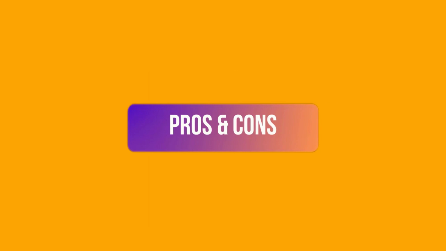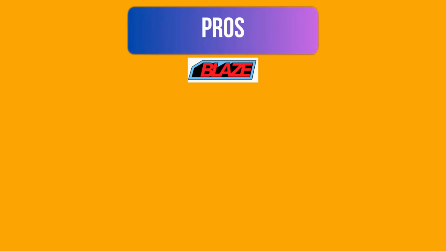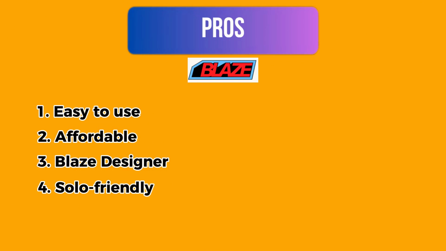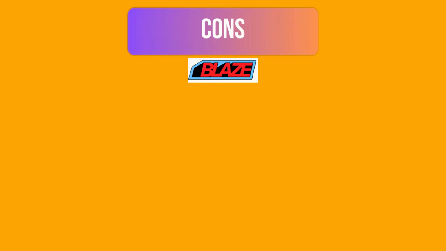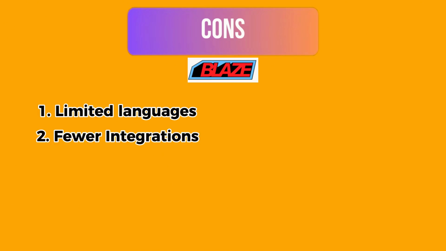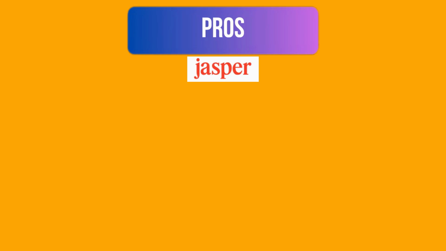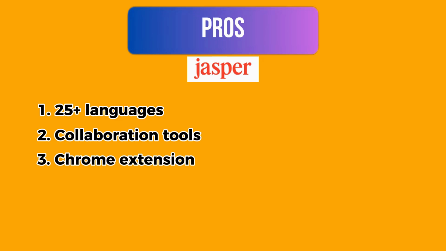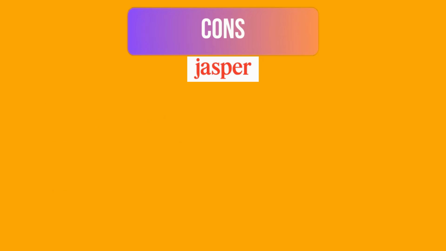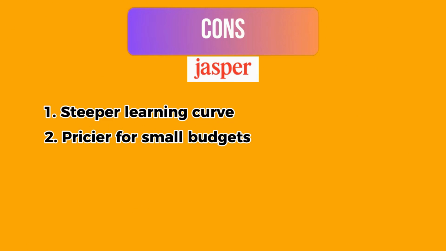And now to the pros and cons. Blaze AI on the strong side is easy to use, affordable, has a Blaze Designer, and is solo friendly. On the downside, it's limited with languages and has fewer integrations. Jasper on the strong side with the pros supports over 25 languages, collaboration tools, Chrome extension, strong SEO, and high quality output. On the downside, it has a steep learning curve and it can be pricier for small budgets.